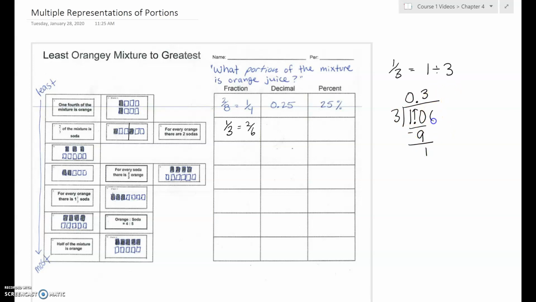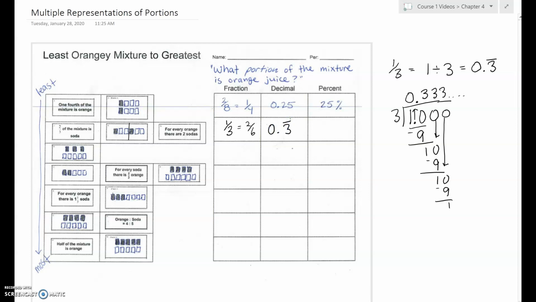If we have a remainder, we can add a 0 and bring it down. 3 goes into 10 3 times. 3 times 3 is 9, 1 left over. You should start noticing a pattern of 3s and 9, remainder 1. This is going to continue on forever. It will never end. It will keep being 3s. So we write this as a repeating decimal, 0.3 repeating. That's our decimal equivalent.